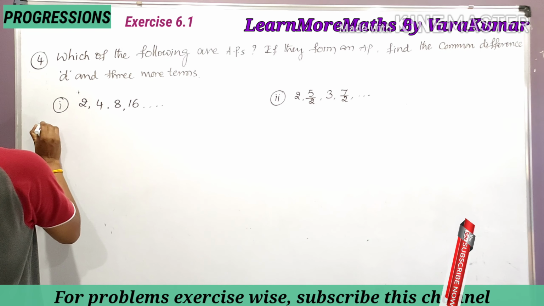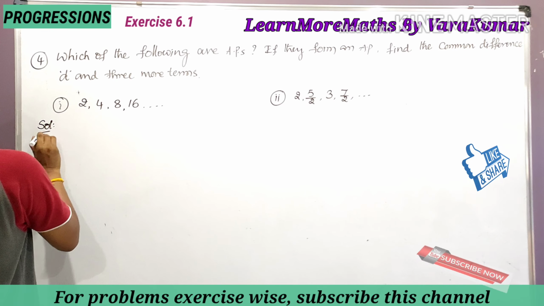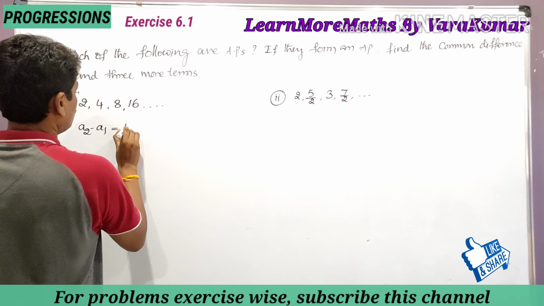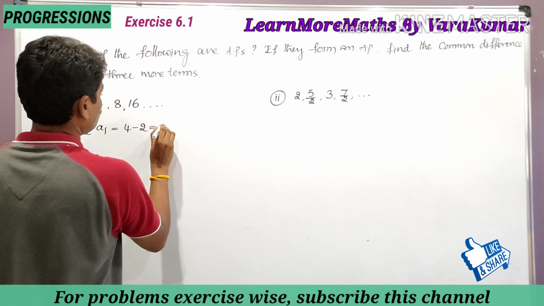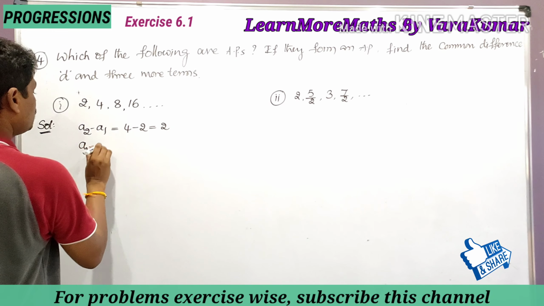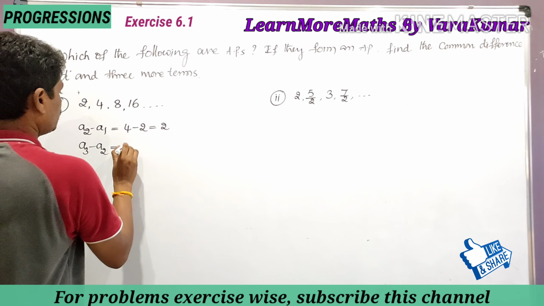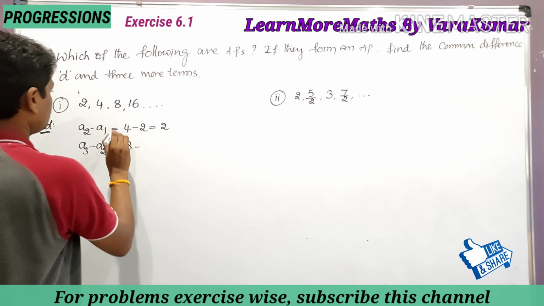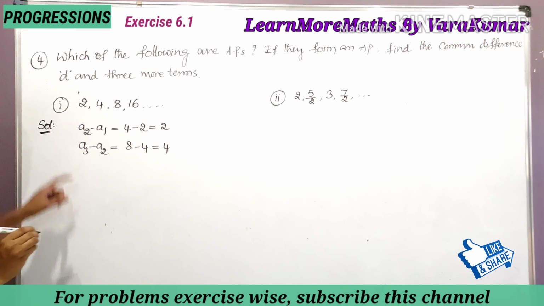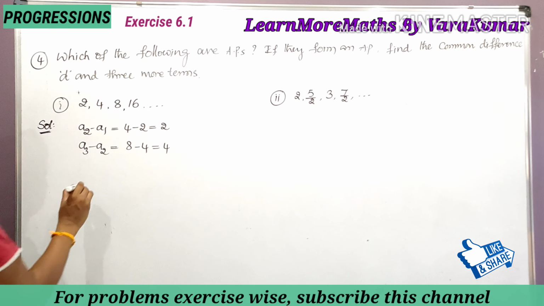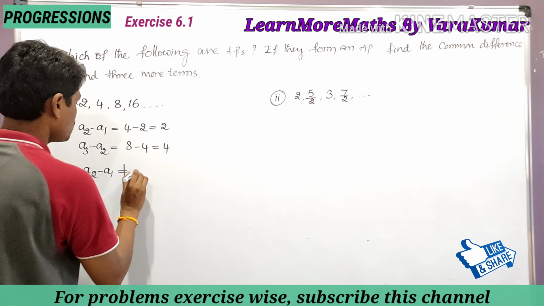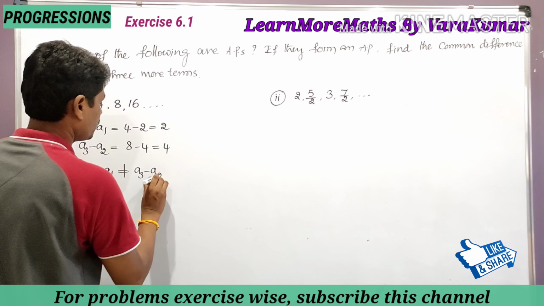So this is the given series, student. We have to find the common difference. A2 minus A1 is equal to 4 minus 2, which is 2. In the same way, A3 minus A2 is equal to 8 minus 4, which is 4. So here A2 minus A1 is not equal to A3 minus A2.